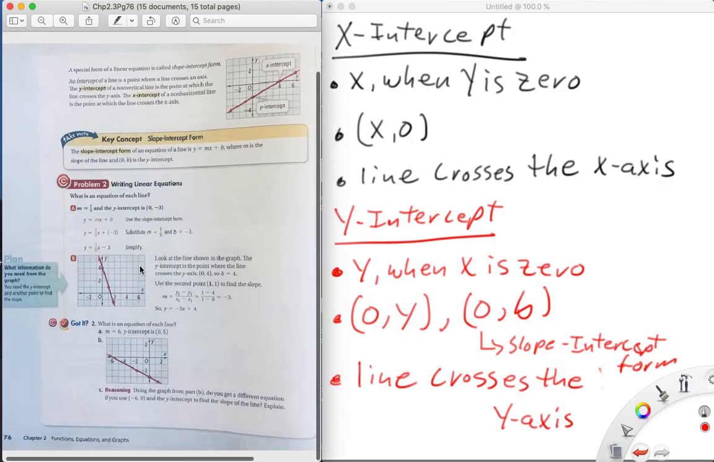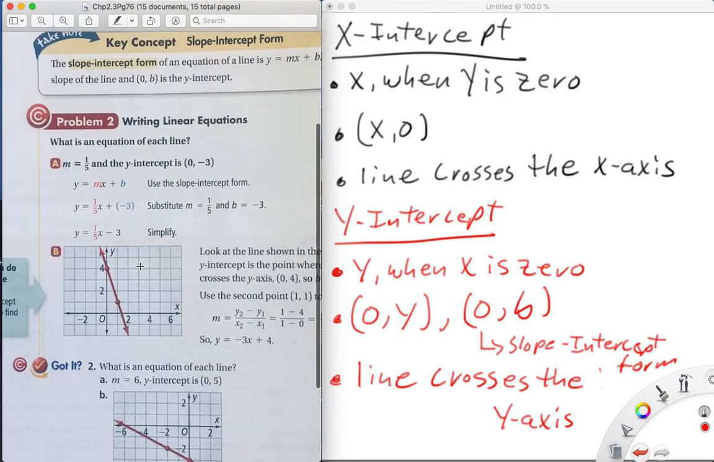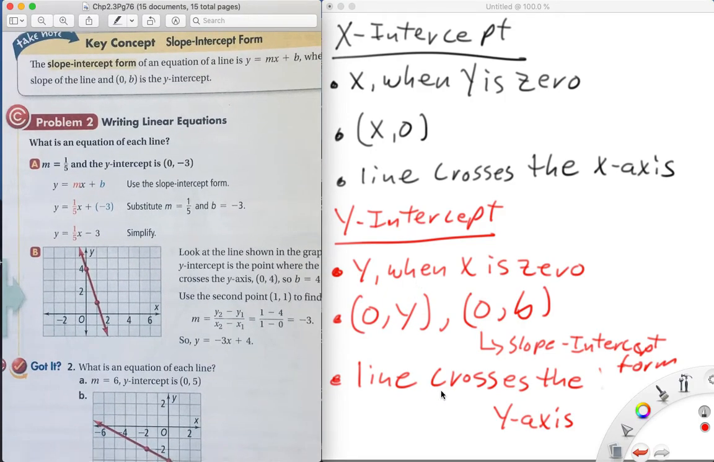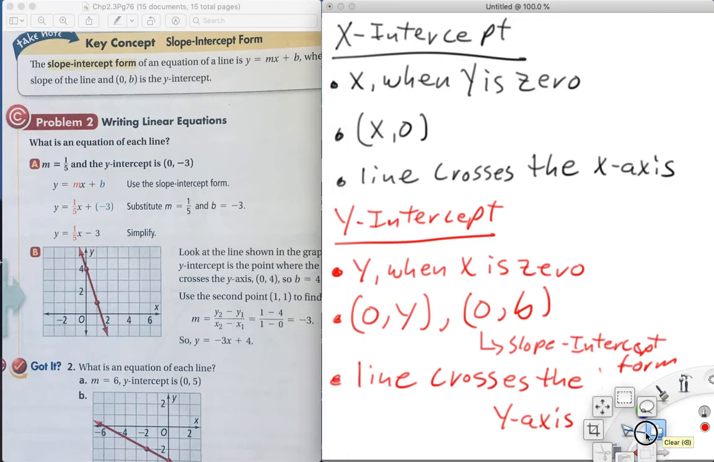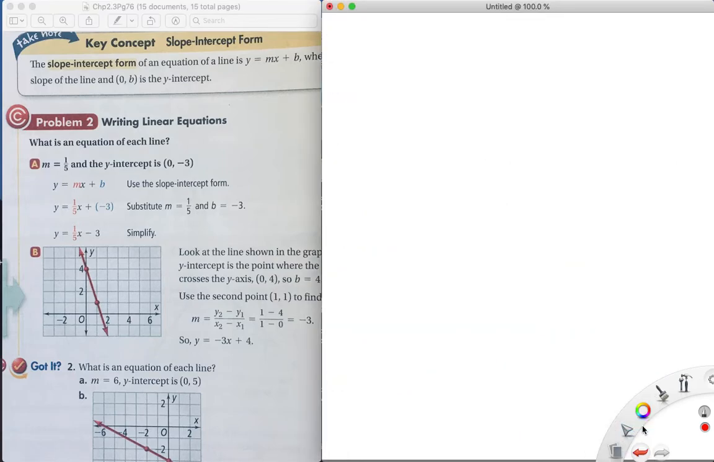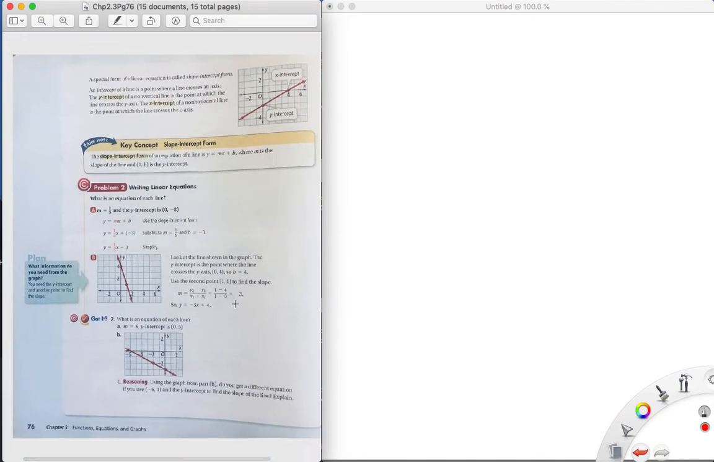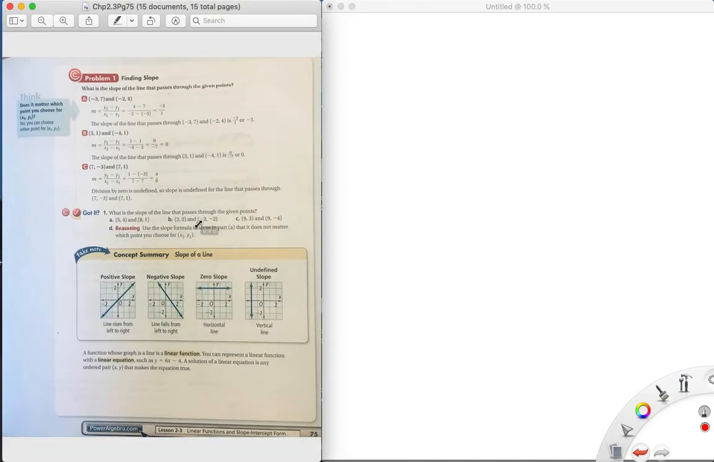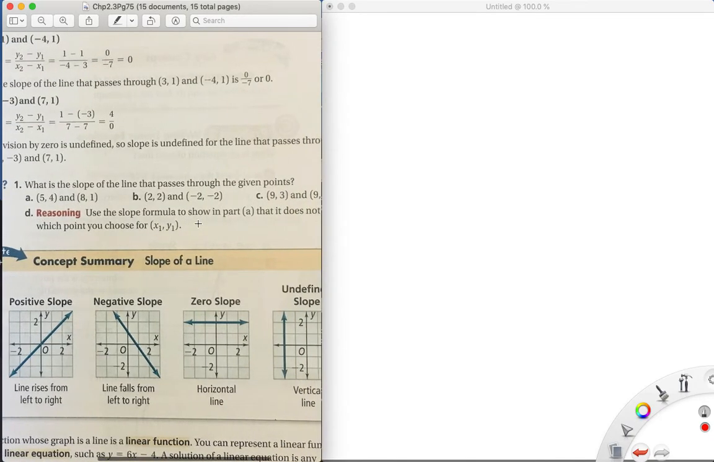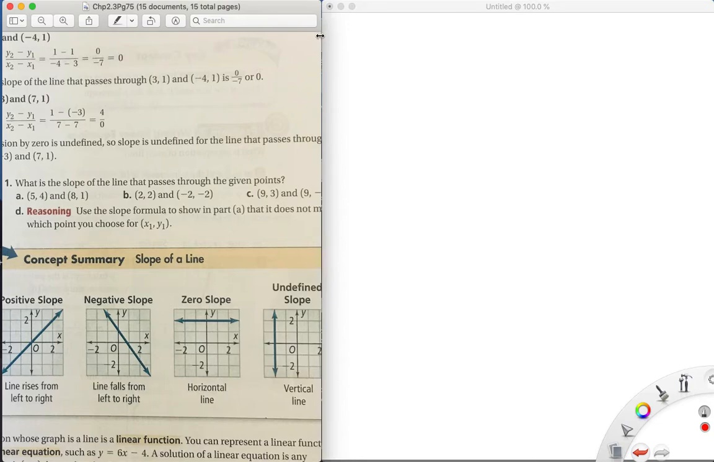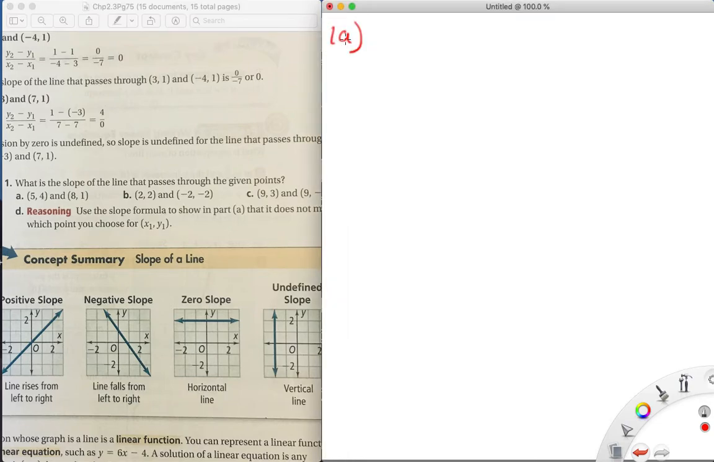Okay, so let's do the problem examples, and then we'll do the got it number 2. Actually, let's back up. We didn't do the got it number 1. Alright, so got it number 1. This is 1a. They give me 2 ordered pairs: (5, 4) and (8, 1). And it says, what is the slope of the line that passes through the given points?